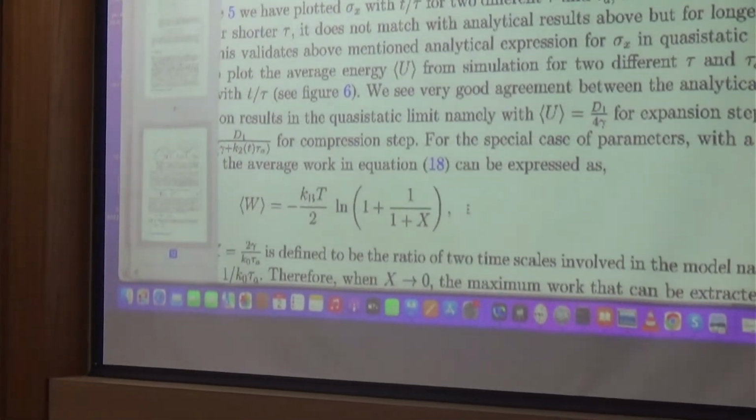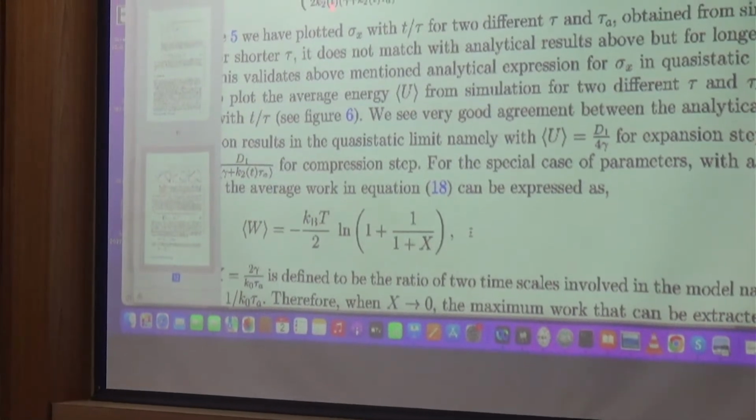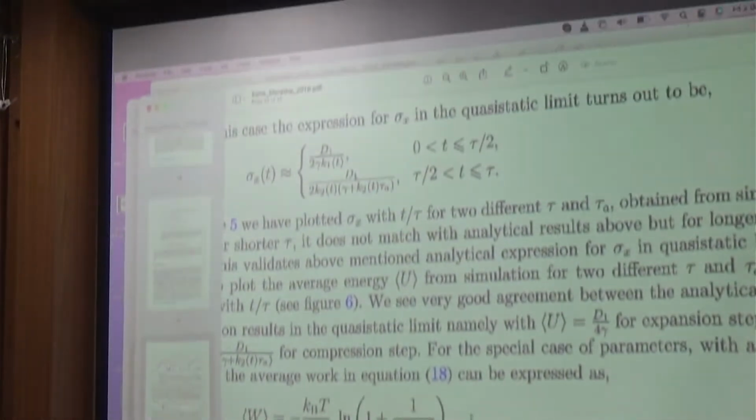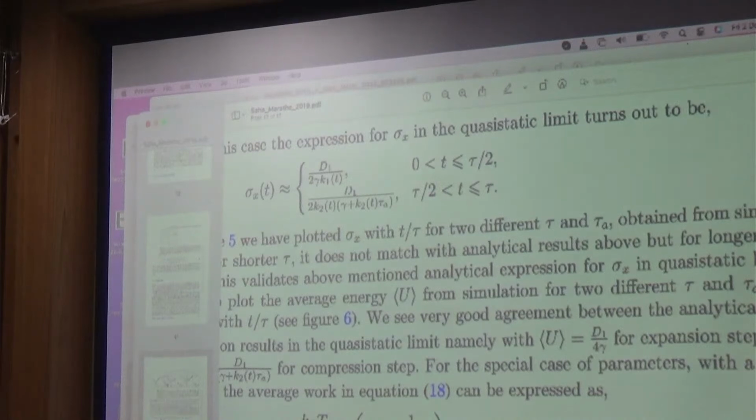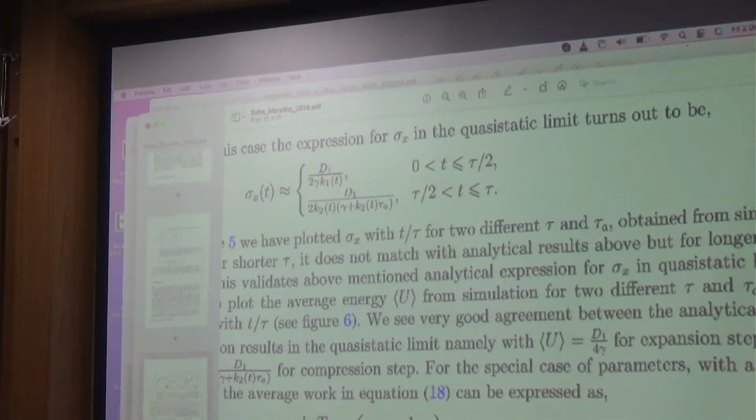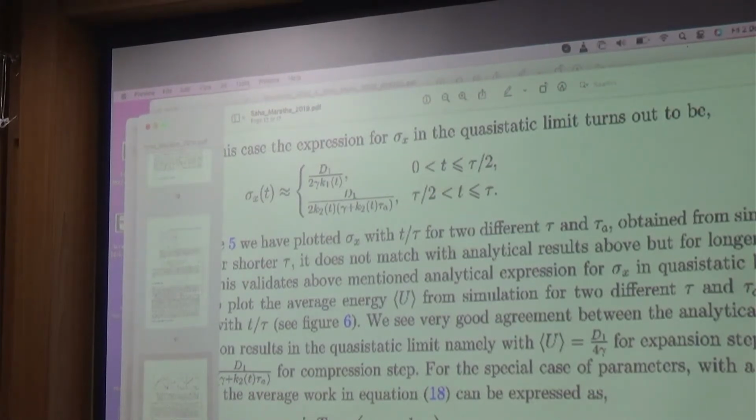Sir, what is K1 and what is K2? So K1 and K2 are the protocols, that is how the strength of the trap changes. So when tau is 0, it becomes 2 K2 gamma, which is the thermal width.